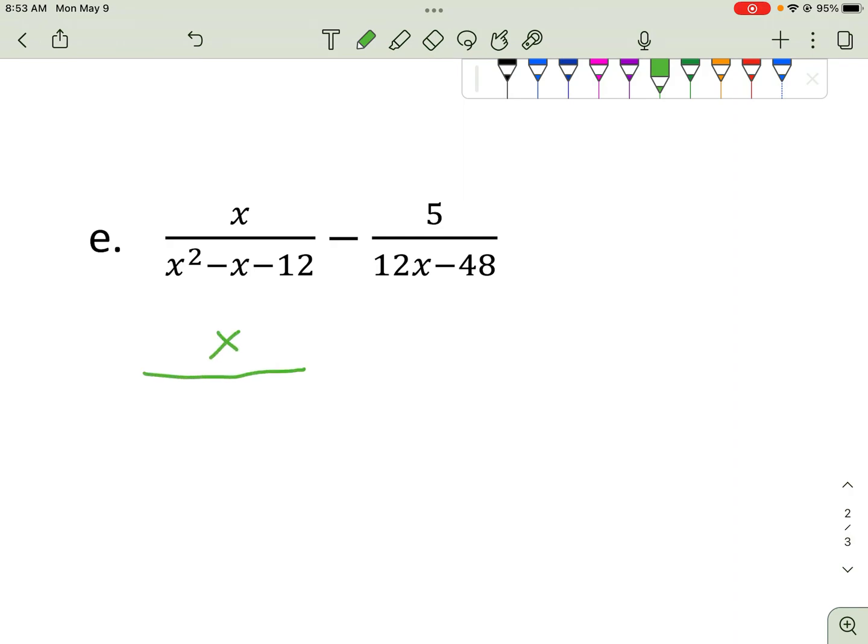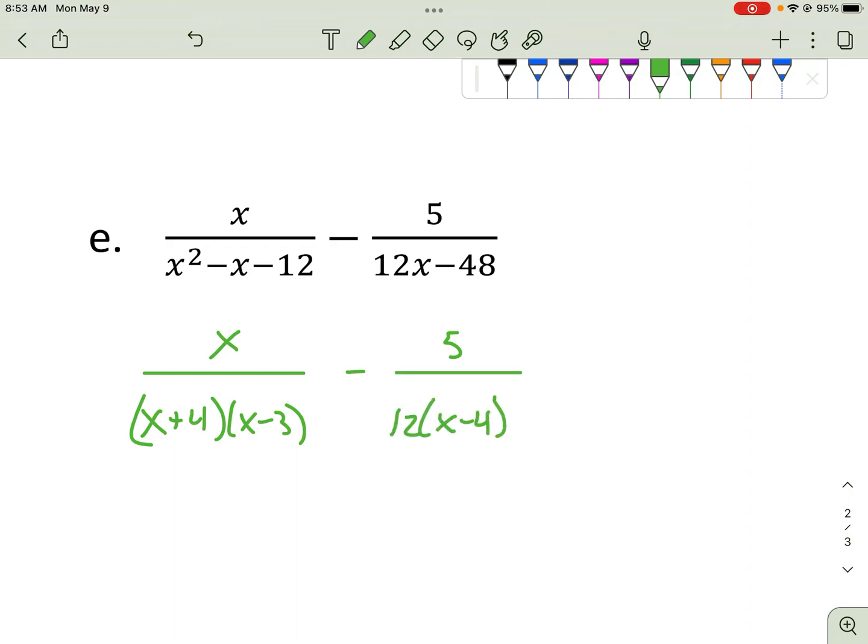All right, let's start this one the same way by factoring. Looks like this is going to be x plus 4 times x minus 3 minus 5 over, take it all to 12, and you get x minus 4. Okay, so now we have two factors missing. This has x minus 4, which this does, but this one doesn't have a 12 that this has, and this one doesn't have an x minus 3 that that has. So we multiply top and bottom of the first one by 12, and the second one by x minus 3.